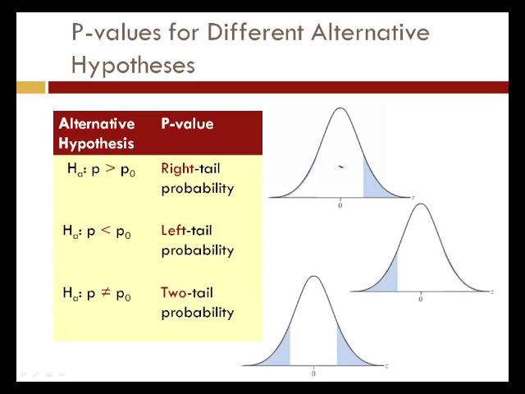So when you have greater than, you're going to shade the area to the right. When you have less than, you're going to shade the area less than, or to the left. And then when you have not equal to, you're shading both areas. Any questions on that?